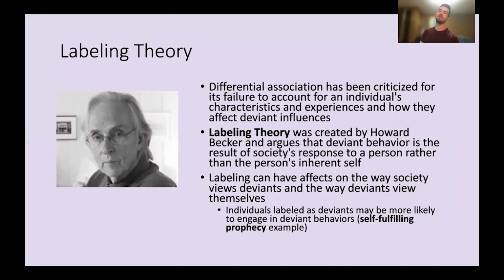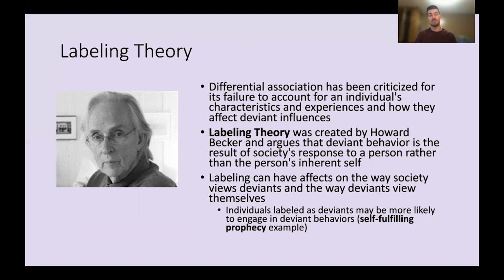So another theory when we talk about deviance that we can discuss is called labeling theory. It was created by Howard Becker, and that is him to the left. Differential association has been criticized for its failure to account for an individual's characteristics and experiences and how they affect deviant influences.